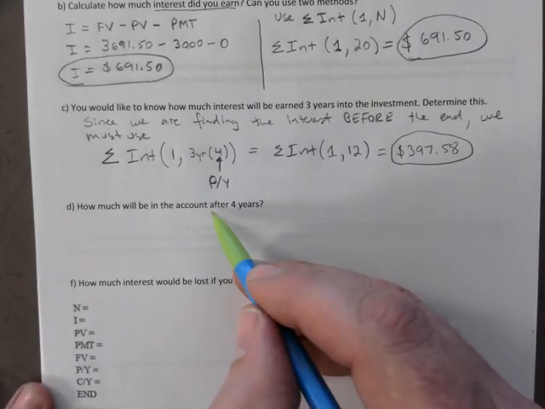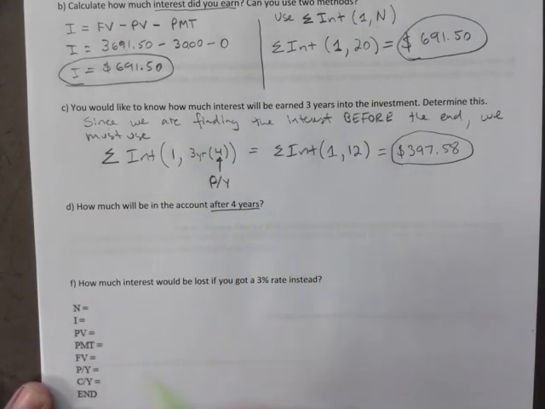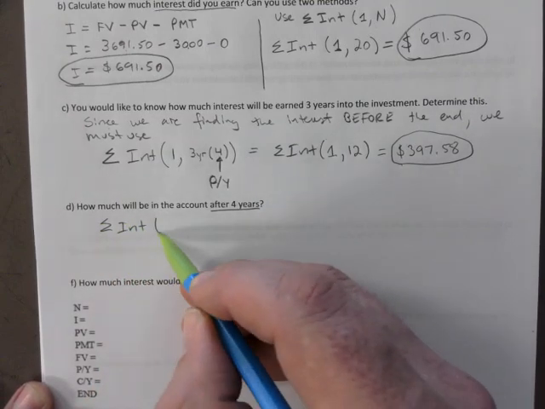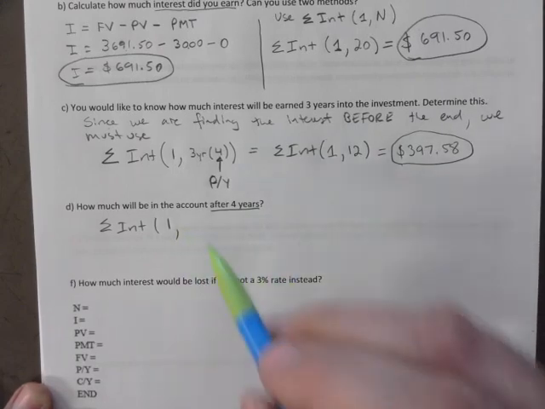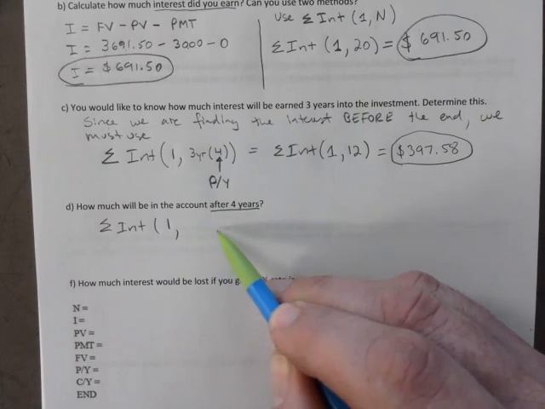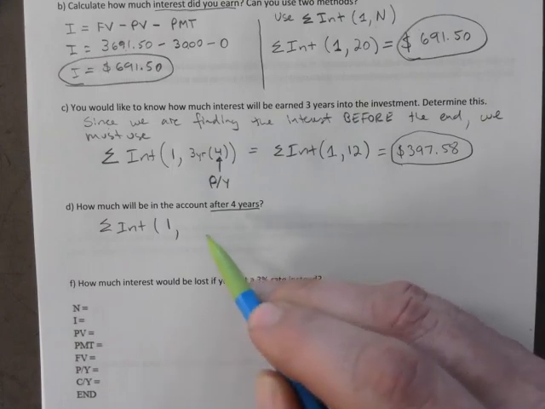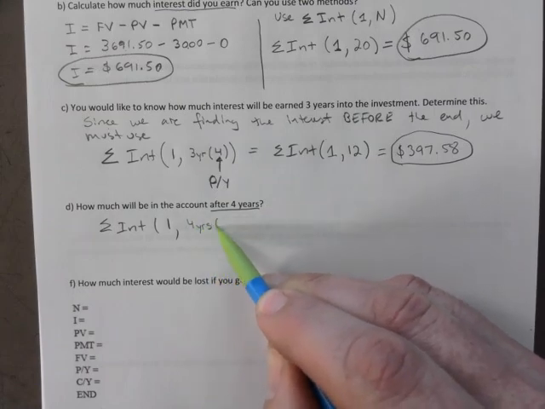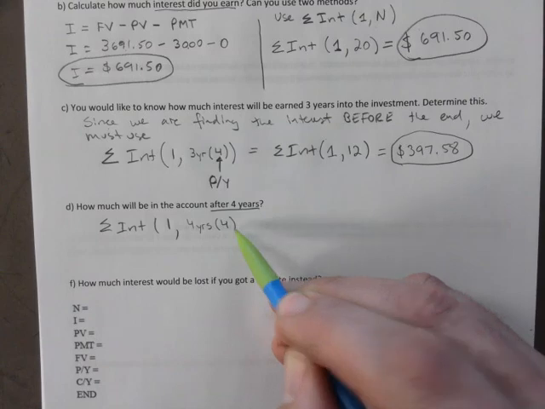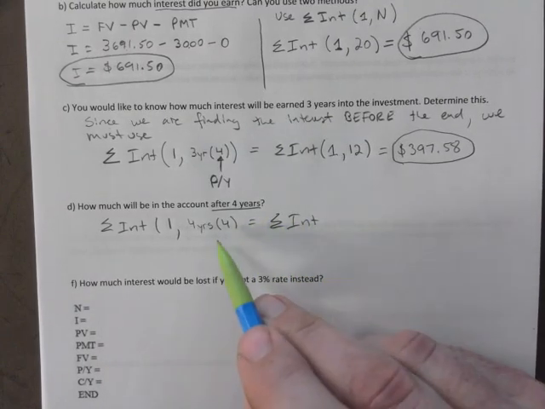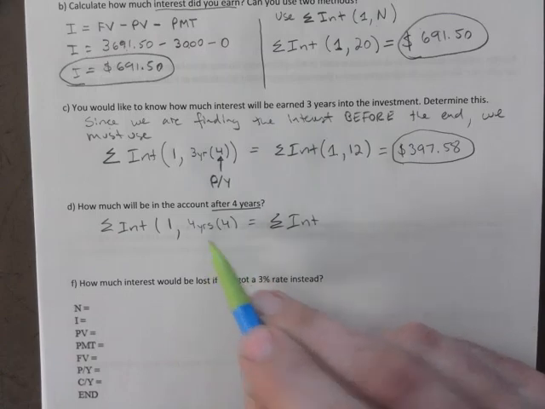What about 4 years? Sum of interest, 1 until, what number will go here? 16, right? So I'm going to go 4 years times whatever PY is. PY is 4. And I normally just go 1 to 16, but you're still learning how to use this thing.